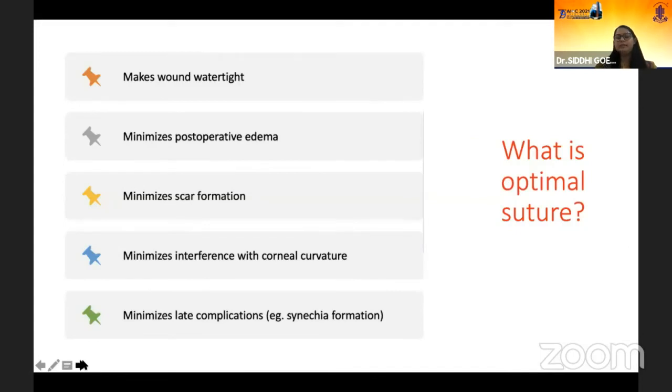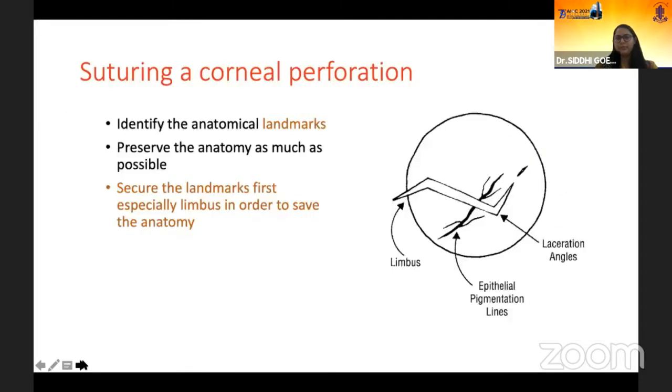So now I would like to discuss suturing. So what is an optimal suture? A suture which makes the wound watertight, minimizes postoperative edema, minimizes scar formation, minimizes interference with the corneal curvature, and minimizes any late complications. So now coming down to suturing of a corneal perforation, the first thing we do is to identify the anatomical landmarks, because the goal is to preserve as much anatomy as possible. We secure the landmarks first, especially the limbus, to save the anatomy.